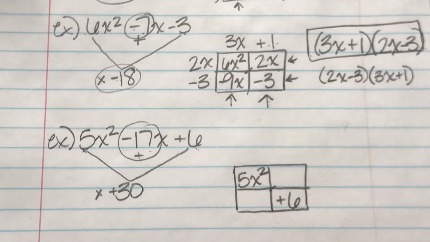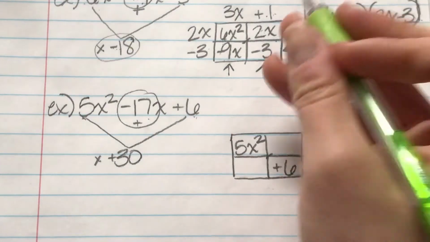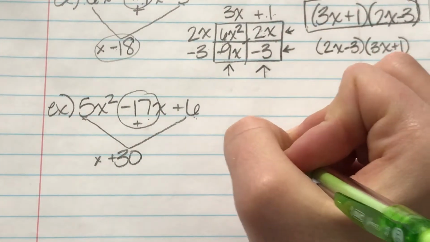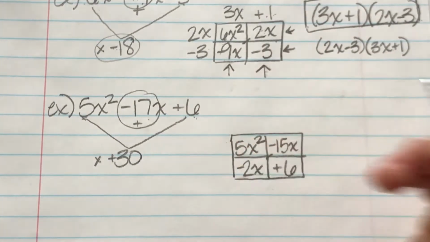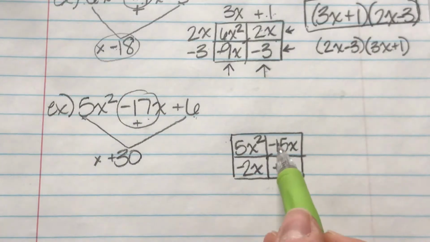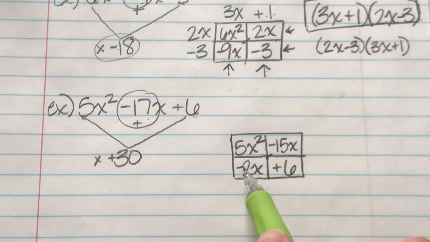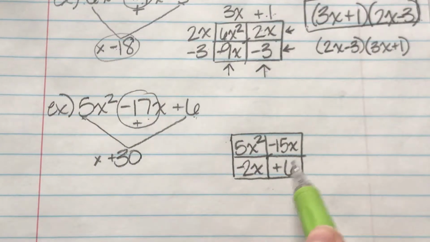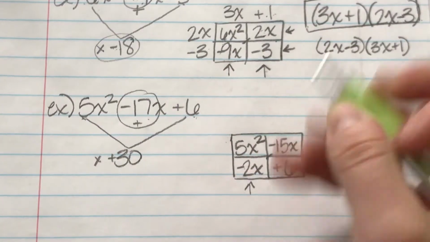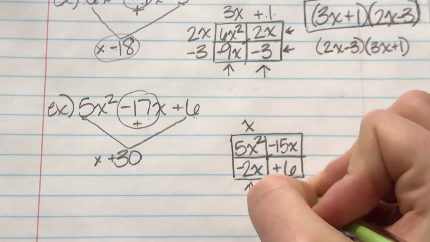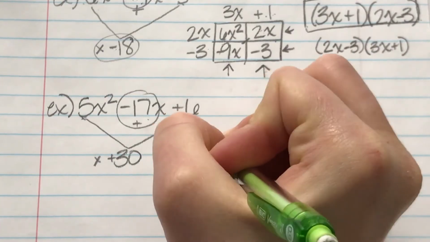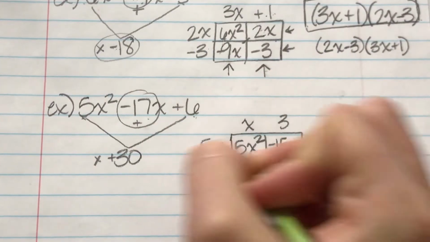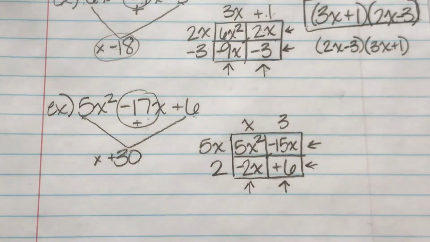So pause it if you need to think about that and test it out. But it should end up being negative 15x and negative 2x. The signs are kind of weird here because you have negatives here, but not in this bottom term. So I'm going to ignore the signs for a minute. Those have an x in common. Those have a 3 in common. Those have a 5x in common. Those have a 2 in common.